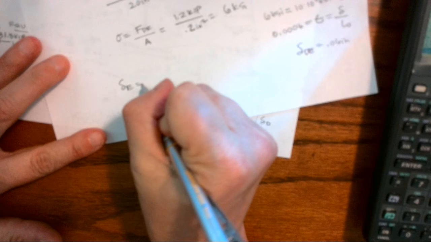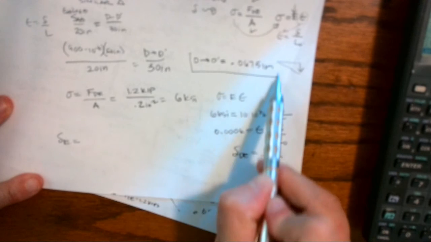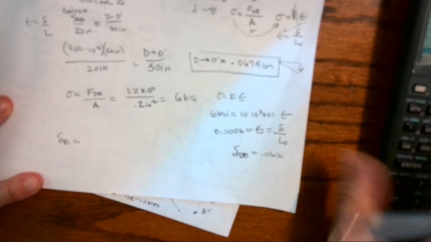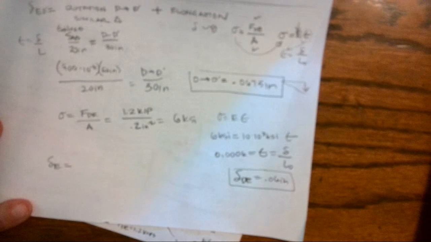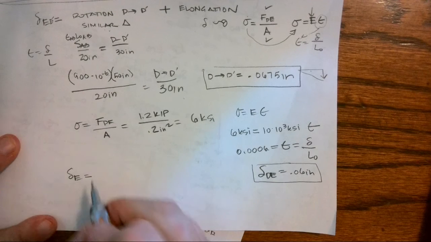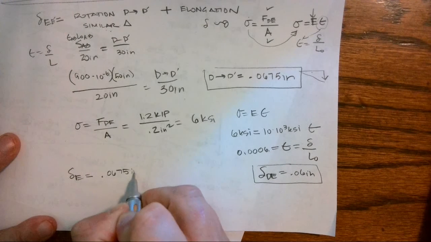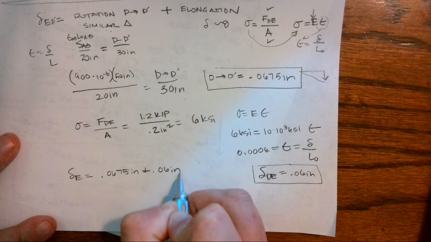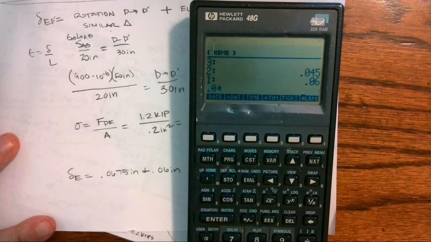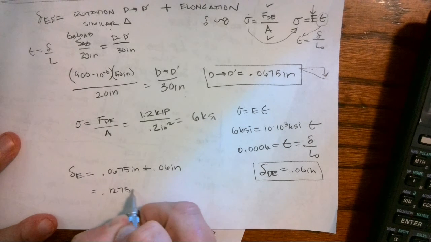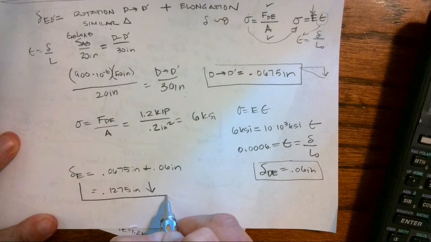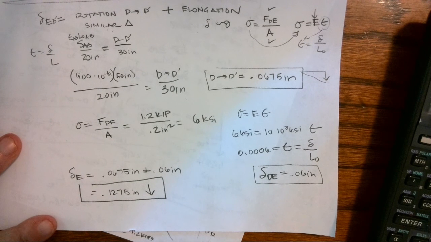So as I'm looking at that displacement of point E, it's going to be the displacement from the rotation plus the displacement due to the force in the rod. And there we go. 0.0675 inches plus 0.06 inches. And if I add those two things together, I get 0.1275 inches down. Okay, so that answers, I believe, part 2.